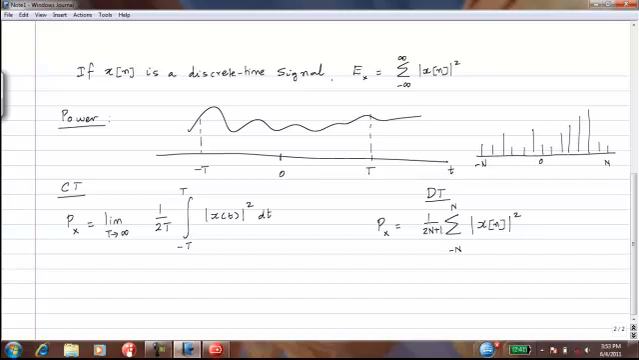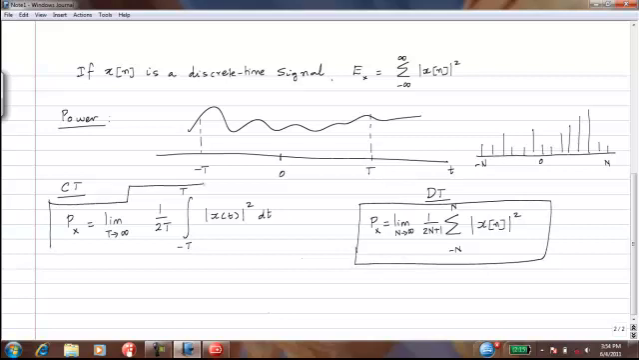This is a strange thing that happens with discrete time signals. With continuous time signals, you don't really see the 2T plus 1, so be a bit careful. It's because we are counting the exact number of samples from minus N to plus N. You end up with 2N plus 1, and then you take the limit of this as N tends to infinity. That will be the power associated with this discrete time signal.